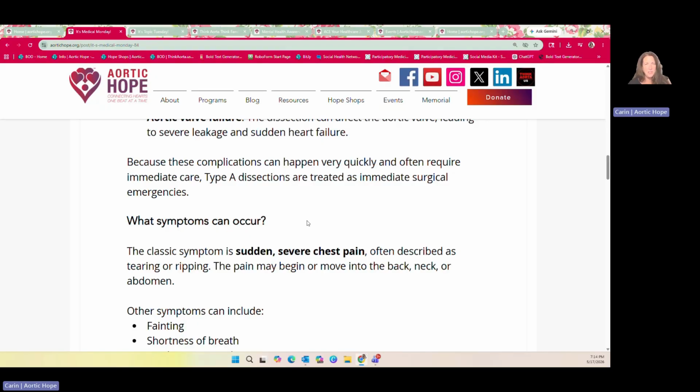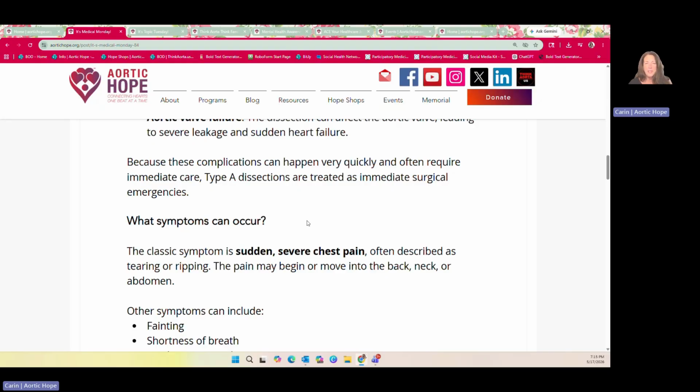If you're aware of this and you know you have an aneurysm, or let's say you don't, because you don't have to have an aneurysm to have a dissection, a classic symptom of a dissection would be sudden severe chest pain, and it can often be described as a tearing or a ripping sensation. The pain can actually begin or move into the back or the neck or the abdomen.